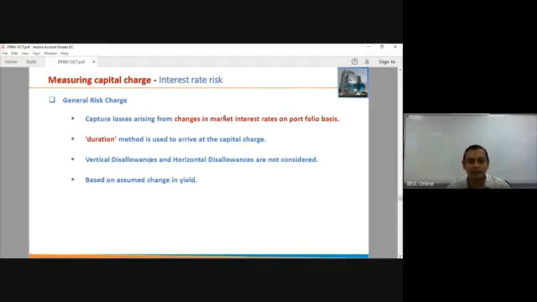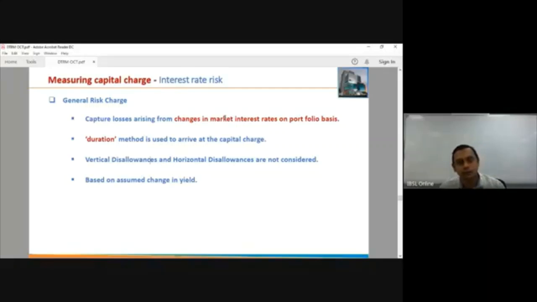Then there are some disallowances given by the Basel Committee, which for Sri Lanka we have not permitted. So the vertical disallowance and horizontal disallowance are not permitted at the moment. The computation is based on an assumed change in yield, but this assumed change in yield is given by the regulator. Say, for example, you have a treasury bill in the trading book, and it will be maturing in 10 months' time.